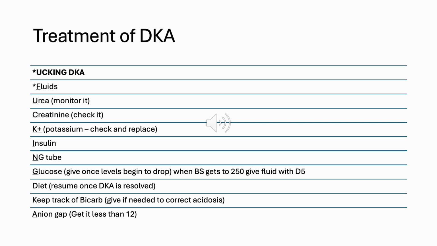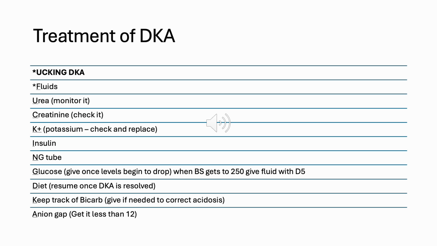For potassium, usually in the beginning of DKA, they're going to have a high potassium because of the metabolic acidosis. So you need to check and replace it. As you give insulin and sugar, the potassium will move inside the cell. So you need to check it and make sure they have a urine output before you give any potassium. They may need an NG tube.